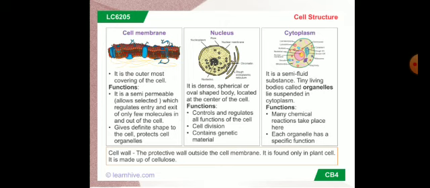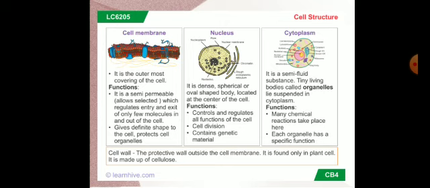Cell wall, as you can see in the orange box below, is also a protective membrane and it is found only in the plant cell. It is made up of cellulose, whereas the cell membrane is made up of lipoprotein. Lipoprotein means lipids and proteins.